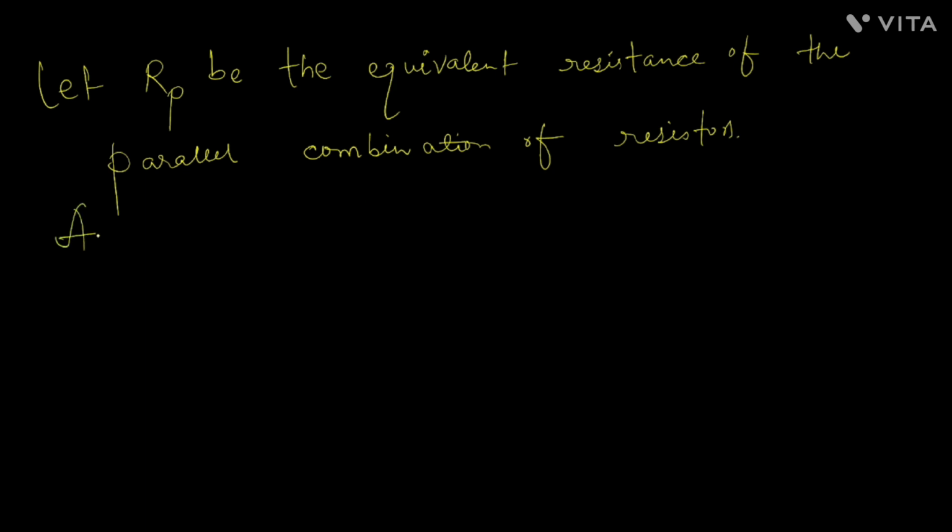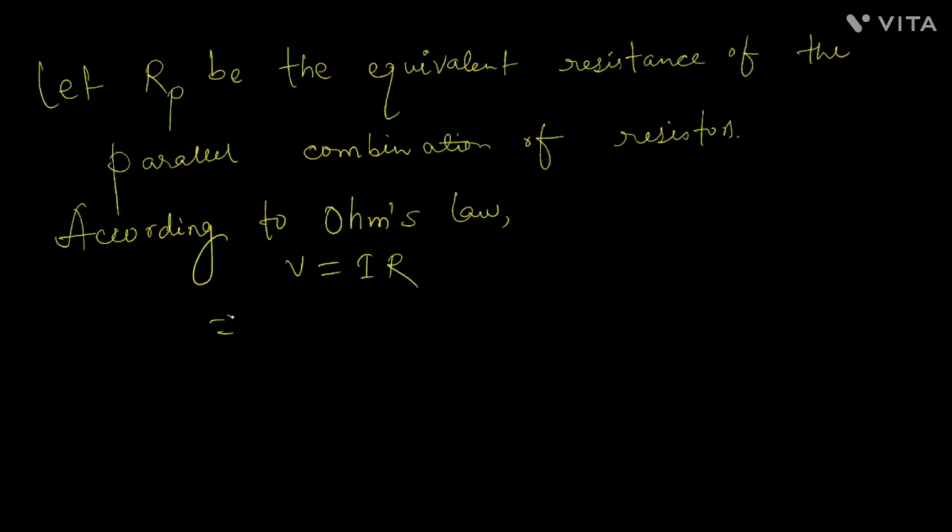Now according to Ohm's law, what is Ohm's law? Ohm's law was that V equals IR. So from Ohm's law, can we not write that I equals V by R? Absolutely, we can write. So for the equivalent resistance Rp, here also you can write P. This can be written according to Ohm's law.